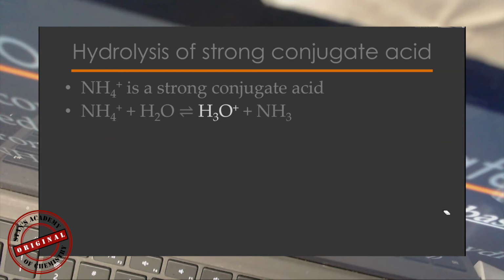So NH4+ plus H2O, that is the hydrolysis equation. In this case, we find NH4+ and NH3. If you look at that, the NH4+ has lost a proton, therefore it's an acid, and this would be the conjugate base. Here, the water molecule gained a proton, therefore this would be a base and this would be the conjugate acid. So you can actually say now ammonium ions are weak acids.